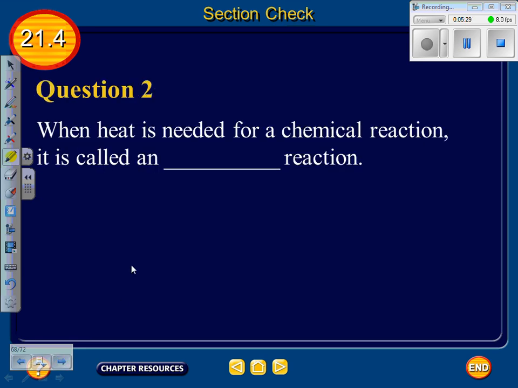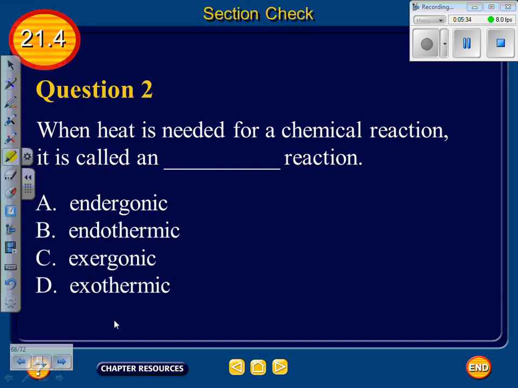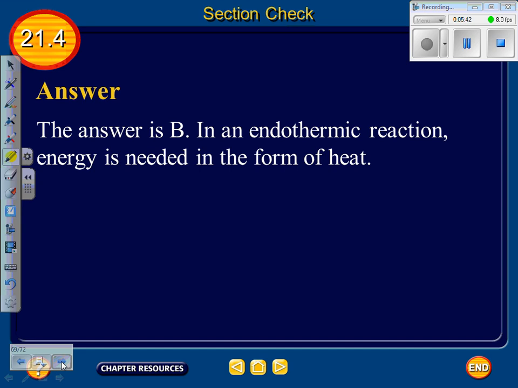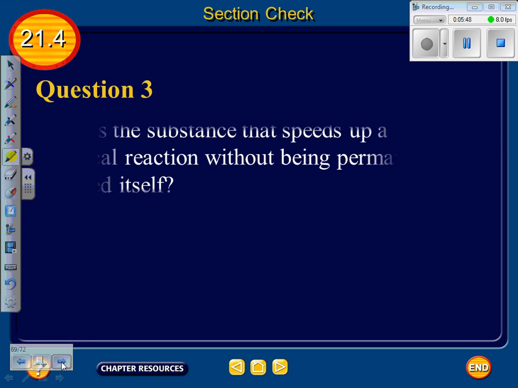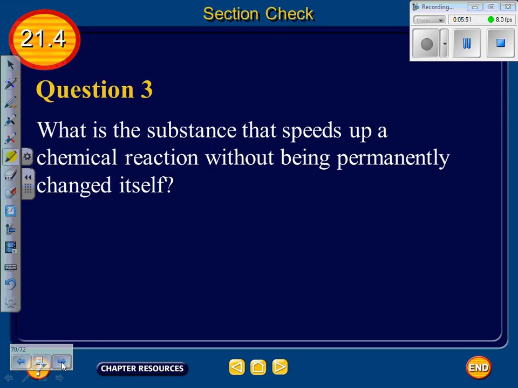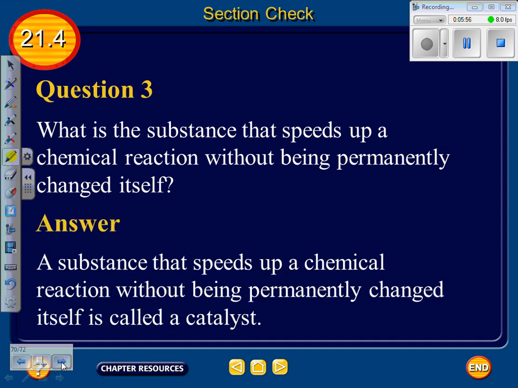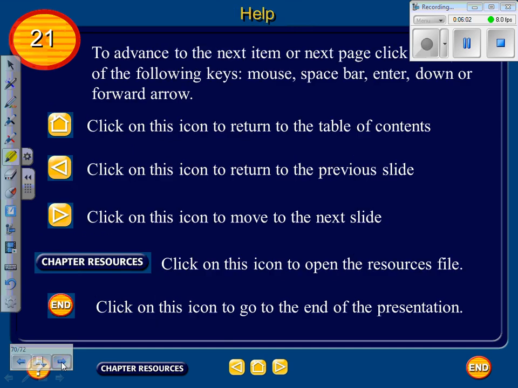Question 2. When heat is needed for a chemical reaction, it is called what? It is called an endothermic reaction. Energy is needed in the form of heat. What is a substance that speeds up a chemical reaction without being permanently changed? That is a catalyst. A substance that speeds up a chemical reaction without being permanently changed is called a catalyst. And this concludes the lecture notes for Chapter 21.